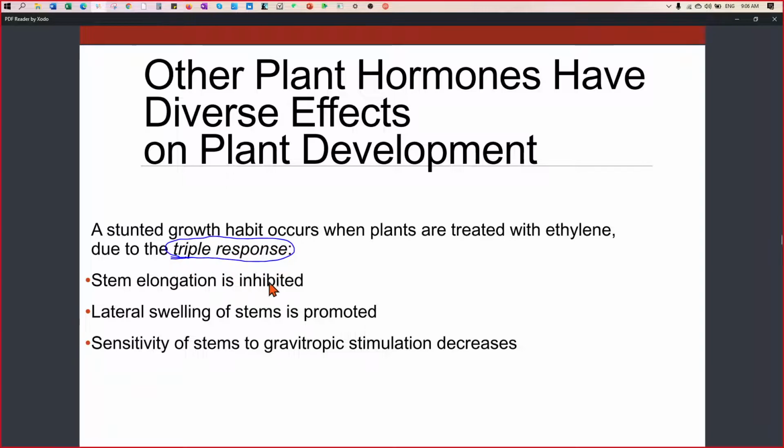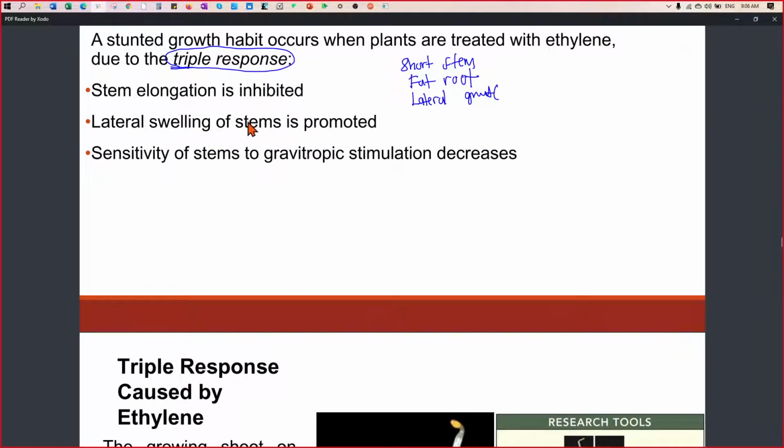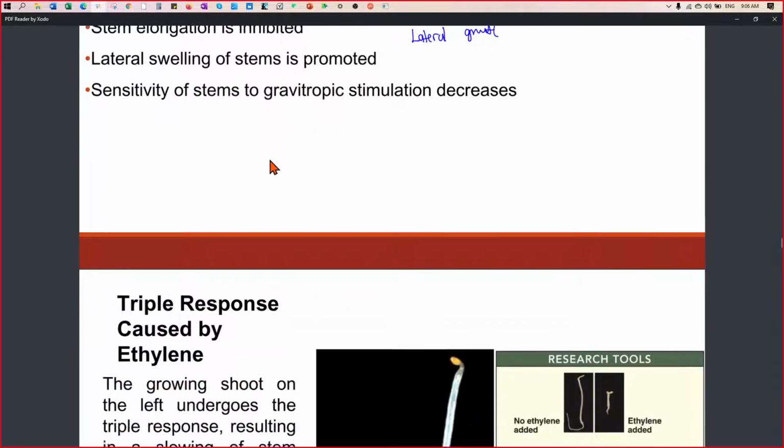When you have lots of ethylene, you're going to get short stem. I would like to call it this way: short stem, fat root, and another one is lateral growth. Okay, so this triple response is very peculiar to ethylene.